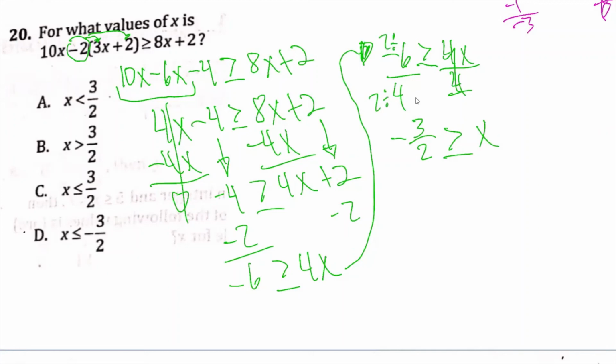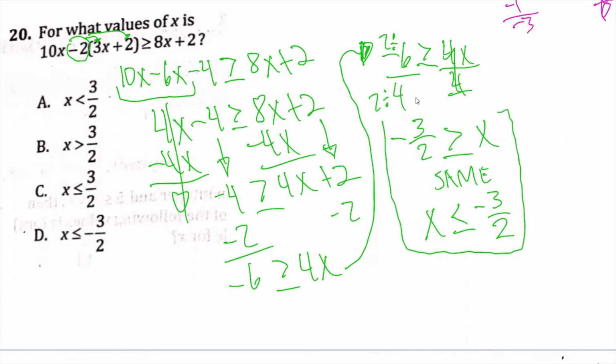Now again, this is the same because of the way they're written, it is x in the front, right? Less than or equal to negative 3 over 2. Now my inequality symbol didn't change because we didn't divide or multiply by a negative. So my final answer here is D.